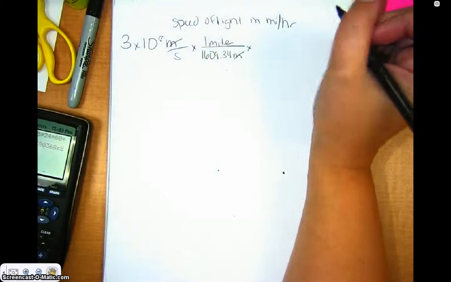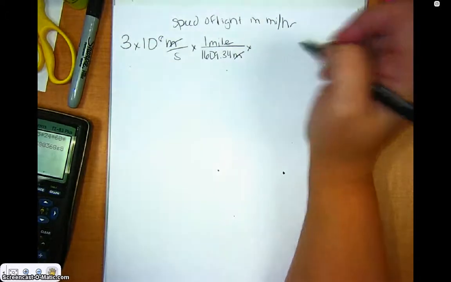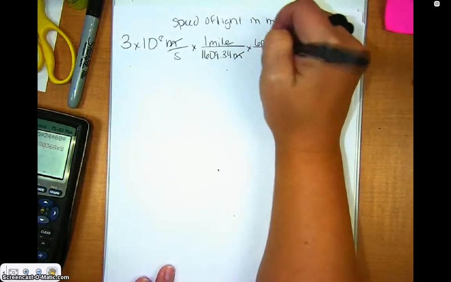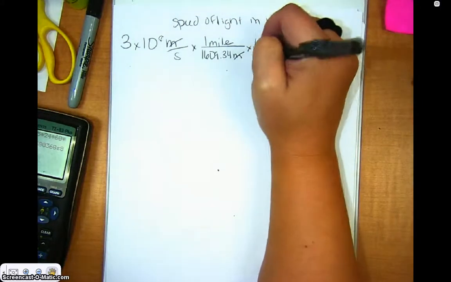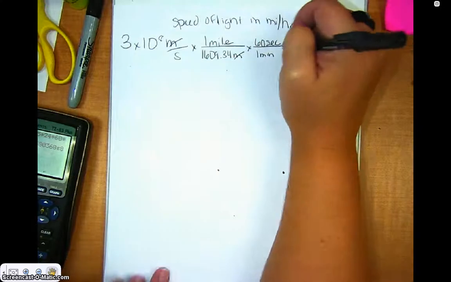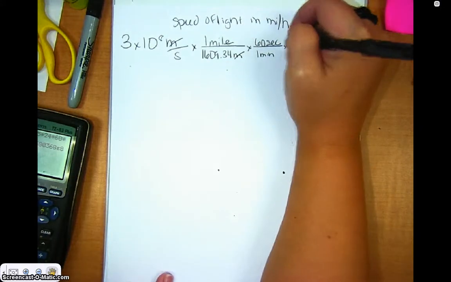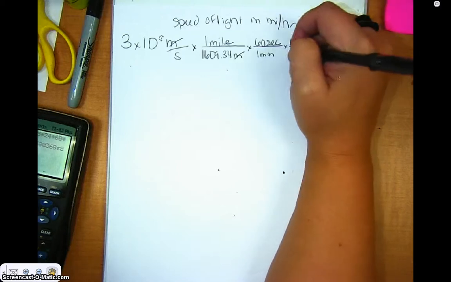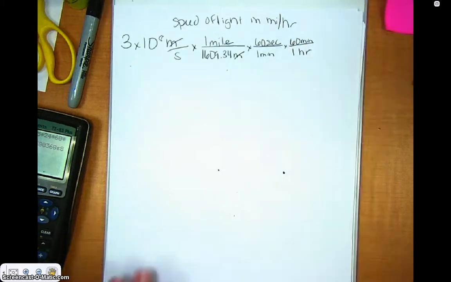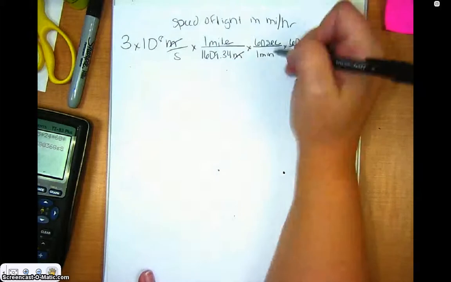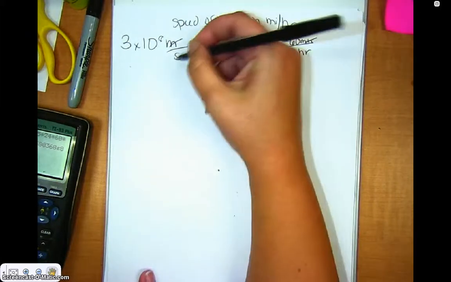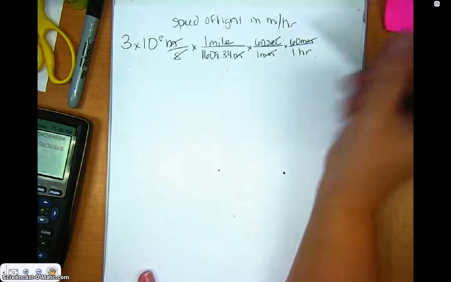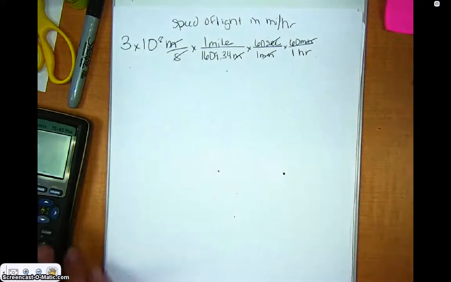Now let's go ahead and convert the seconds to hours. So I want seconds to cancel, so I have to put it on top. So 60 seconds is 1 minute, and 60 minutes is 1 hour. Right? So I'll get the miles to stay, and I'll get minutes and minutes to cancel. I'll get seconds and seconds to cancel, and I'll be left with miles over hours. So whatever's on the top, I multiply, and whatever is on the bottom, I divide.